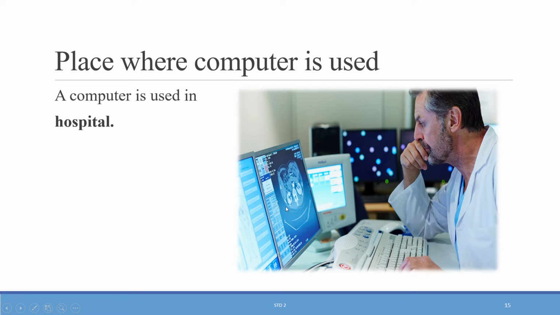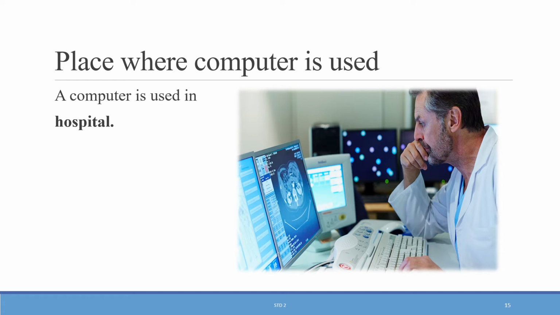I think this is a kind of image of our brain, right? A brain. So the doctor is monitoring the brain of a patient and their condition, whether it is good or critical. So in a hospital, a computer is also used. It is also used in hospital for taking a record of patient.